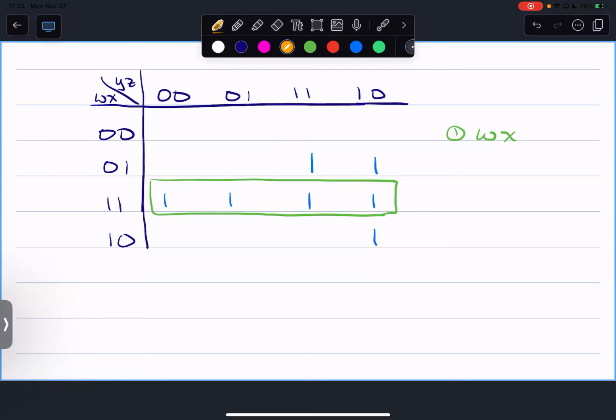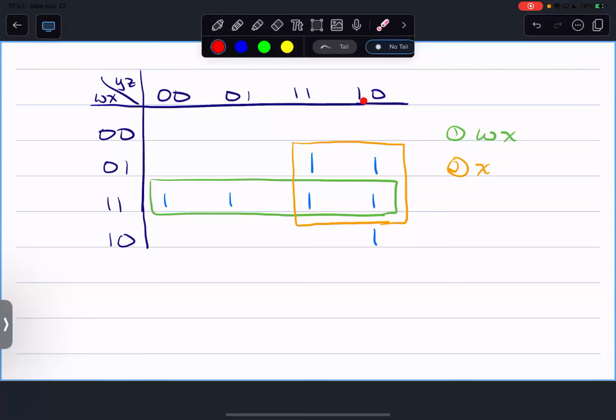Then my next group that I see, remembering to go for as large of a group as you can, I'm gonna go for these 4. Now, how do I summarize this? W is off, W is on, it's out. X is on, X is on, that's nice. Y is on, Y is on. Z is on, Z is off. Nice.